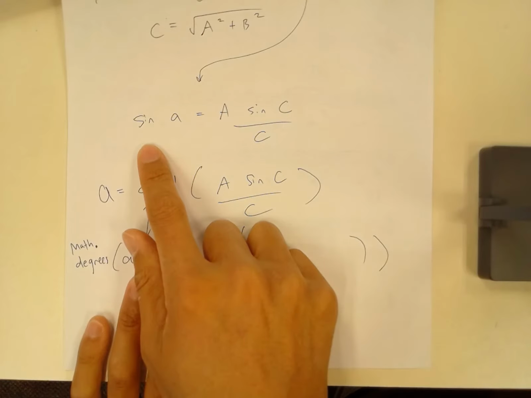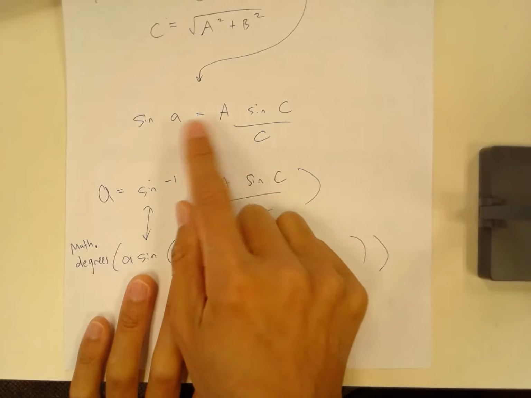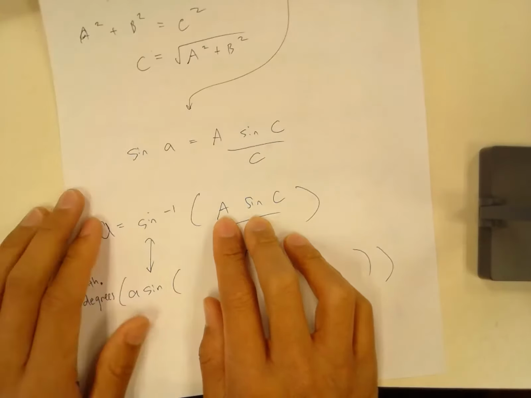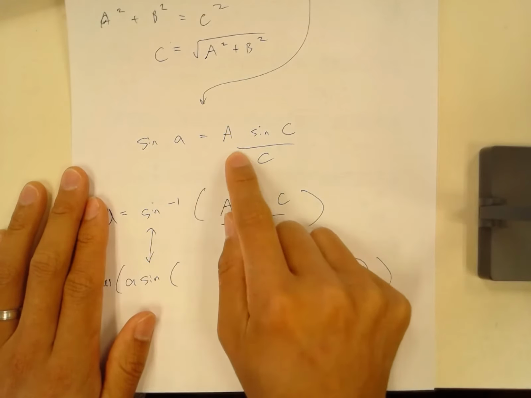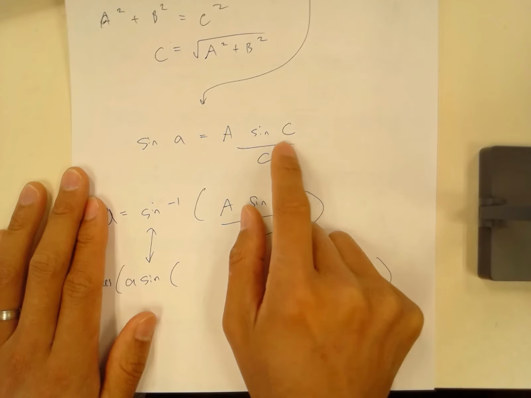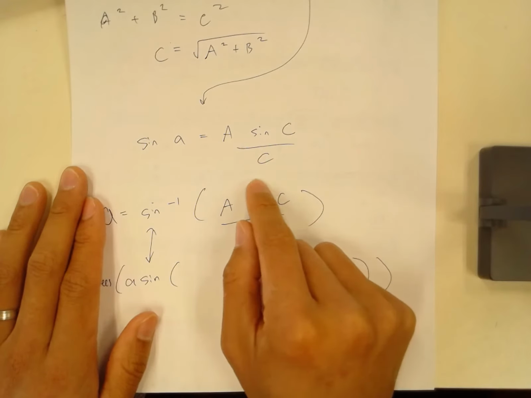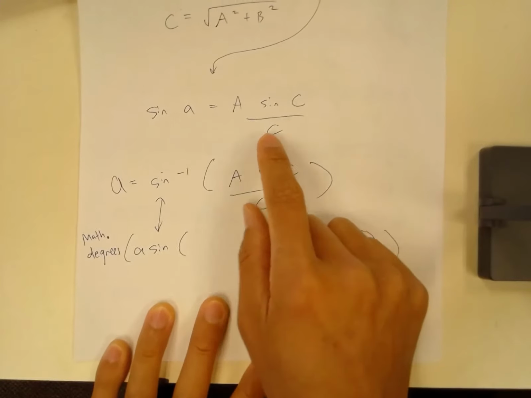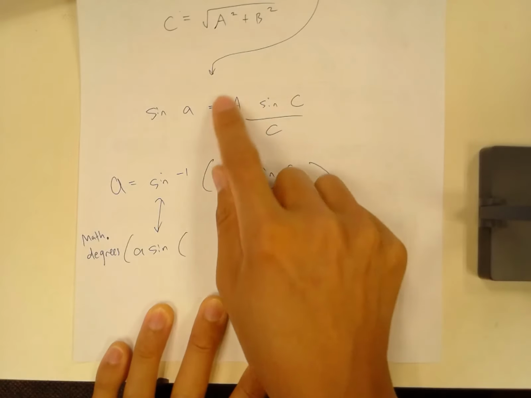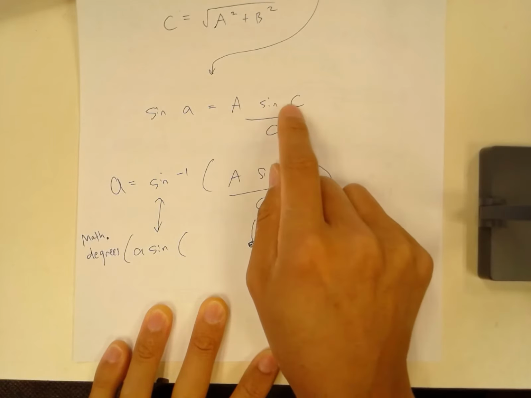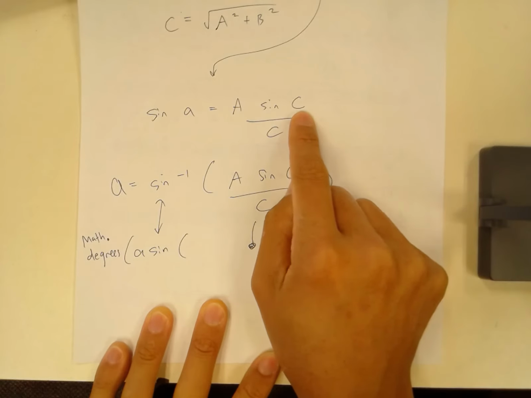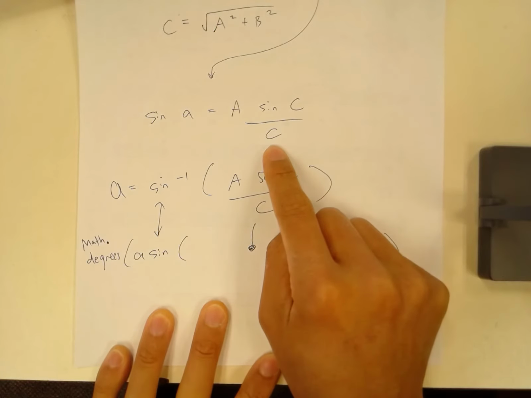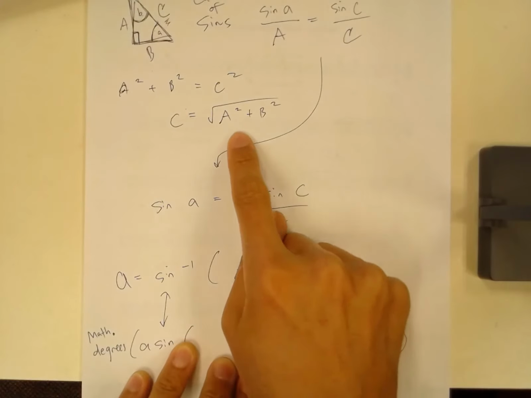And then what we can do is multiply both sides of the equation by capital A, and that gives us sine of angle A is equal to capital A times sine of angle C, over capital C, the leg C, or hypotenuse. And on the right side of the equation, all of these variables are known, right? This was given by the user, this was the 90, because it's 90 degrees, and this here we just calculated using the Pythagorean theorem.